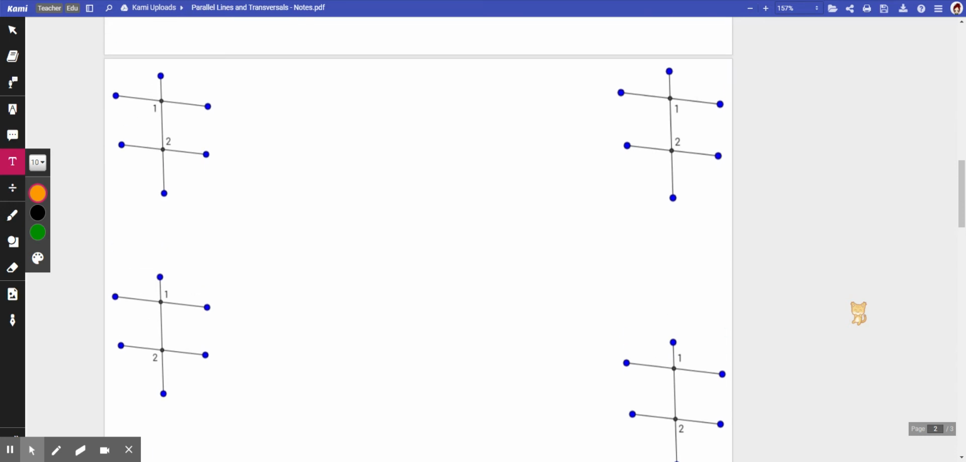So if you have a pair of lines and a transversal, you get all these angle pairs. Now, the lines don't have to be parallel to have the names of these angle pairs, which is why I didn't put the parallel markers on the pictures.